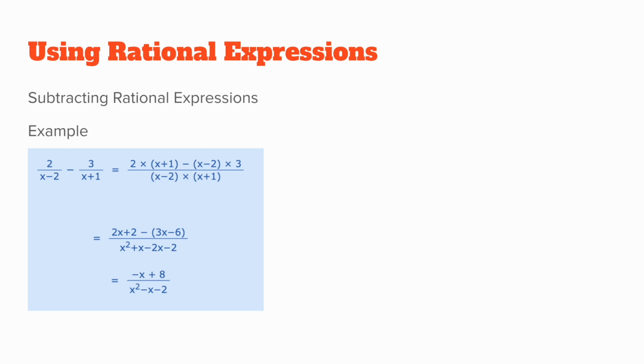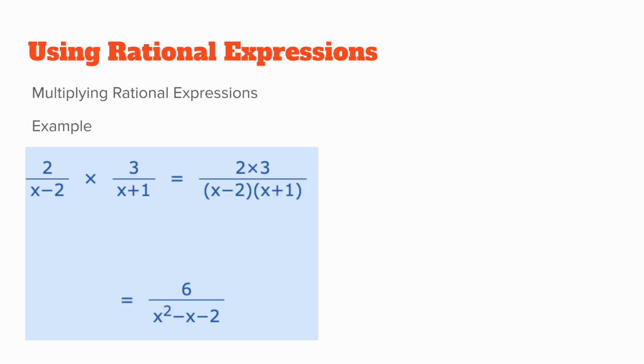Now let's move on to multiplication. To multiply two rational expressions, we can just multiply the tops and bottoms separately like this. For example, when the number is 2 over x minus 2 times 3 over x plus 1, then it should be 2 times 3 over x minus 2 times x plus 1. And then we can just simplify it as 6 over x squared minus x minus 2.